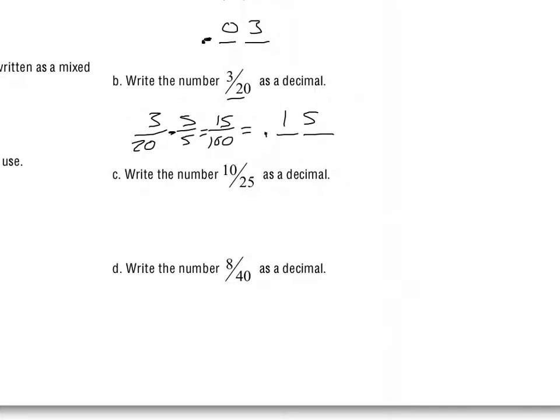Alright, we have 10 over 25. In order to get that to hundredths, I need to multiply by 4 over 4. That's going to give me 40 hundredths. So in decimal form, tenths, hundredths, that's 0.40. And really we could take off the 0 on the end and just make it 0.4.